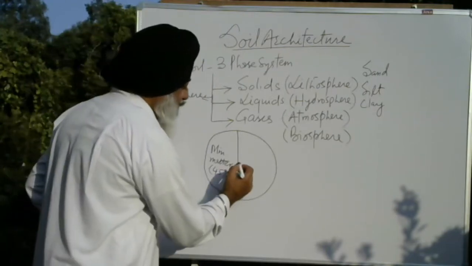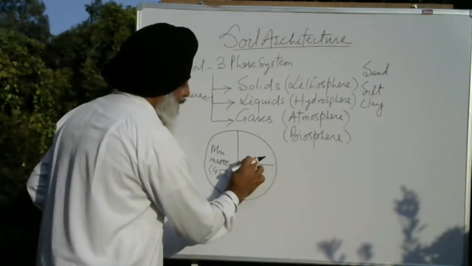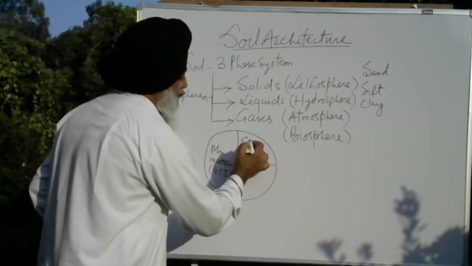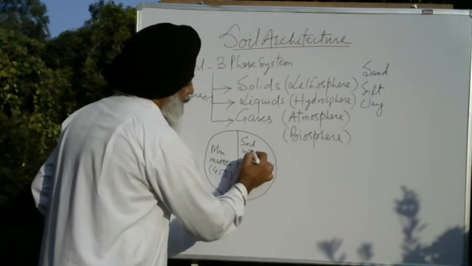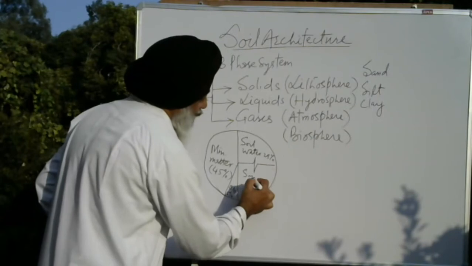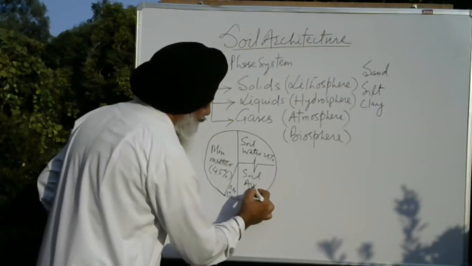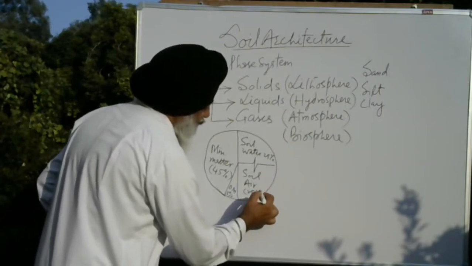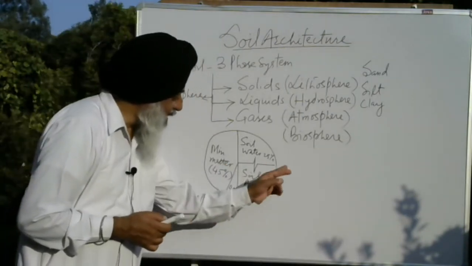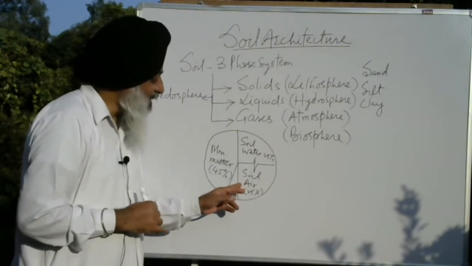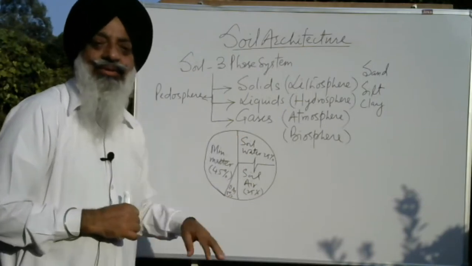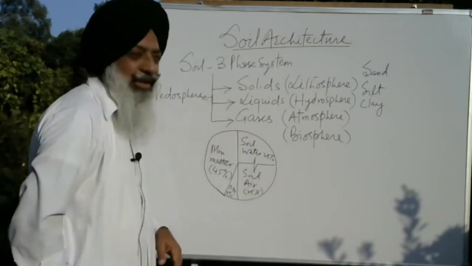Then the rest of the 50% of the volume of the soil is comprised of soil water, I should say 25%, and soil air, the rest 25%. This is the ideal composition. And here you see, you know why I made this link, because if soil air increases, soil water will decrease. If soil water increases, soil air will decrease. So these two phases in fact depend on each other.